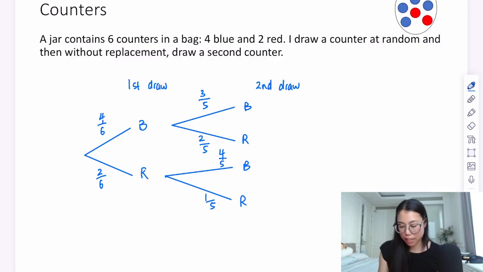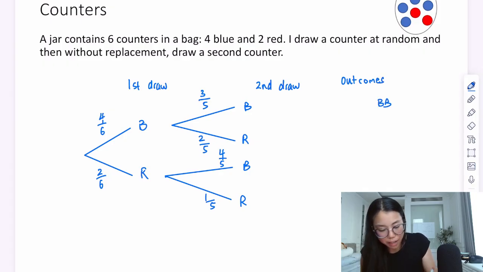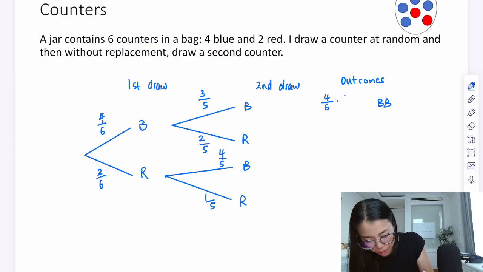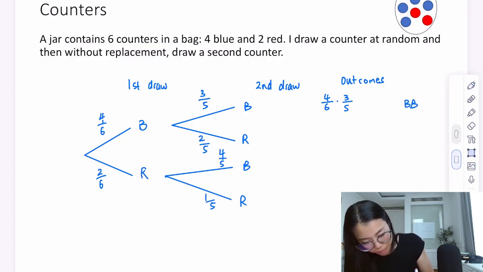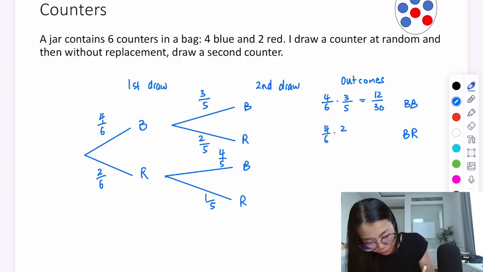So here's our tree diagram, and we can see all our possible outcomes. Let's list them out. We could have 2 blue counters, and to find that probability, I'm going to take 4 out of 6 and multiply by 3 out of 5, giving us 12 out of 30. The second possibility is blue followed by red. So that's 4 out of 6 times 2 out of 5, which is 8 out of 30.